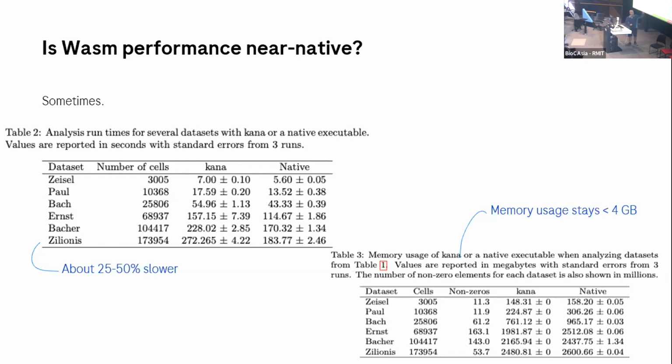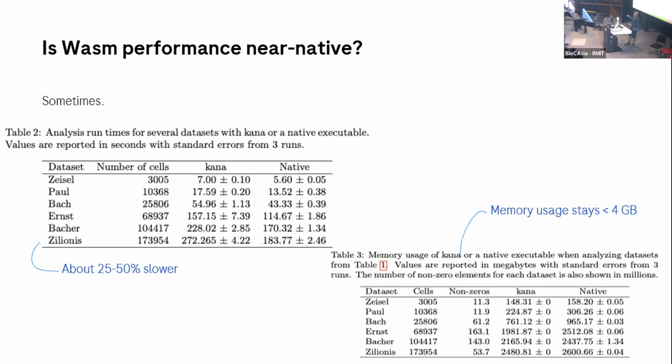So to test this, what we did was we took Kana and we timed how long it took for Kana to run through the analysis, starting from count loading all the way to reduced dimensions. And we do this for a bunch of different data sets. Then we took the same C++ code that we used to create the WebAssembly binary. We take that C++ code and then we compile it into a native executable that we can run on the command line. Then we just repeat the timings for the native executable, and that's the timings you see on the right here.